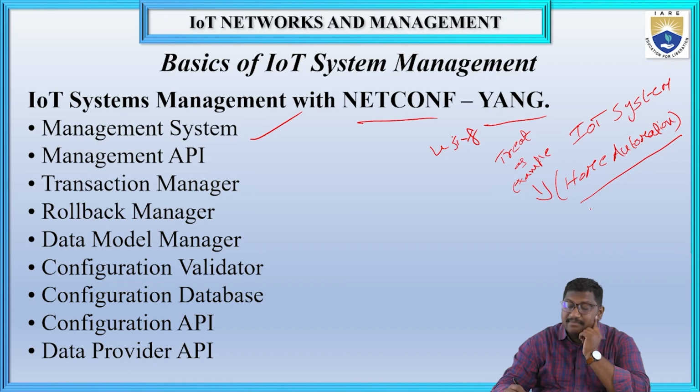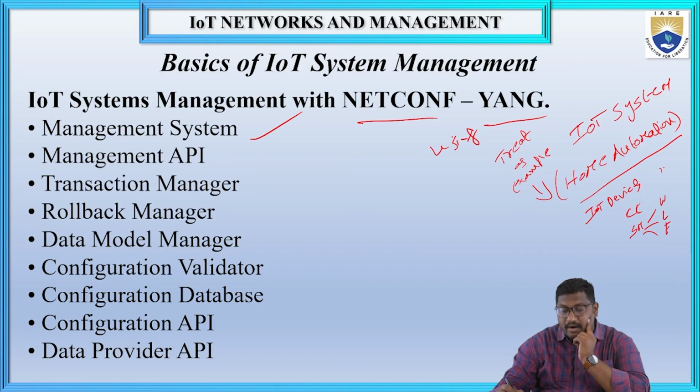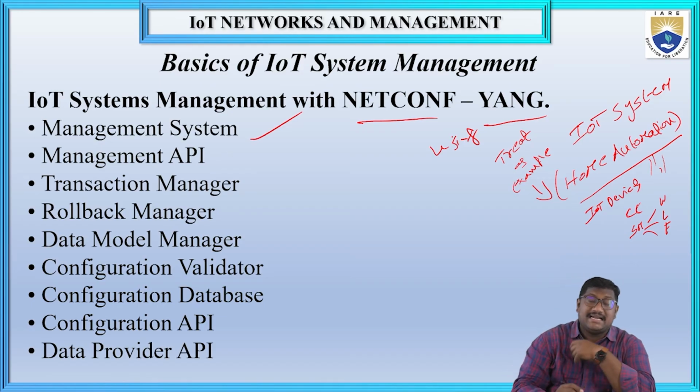There are n number of IoT devices such as CCTV cameras, smart windows, smart lights, fans, smart refrigerators, hard disk, security windows, like that. Multiple kinds of devices are placed and connected to this home automation. Managing that entire system can be taken care of by a management system.